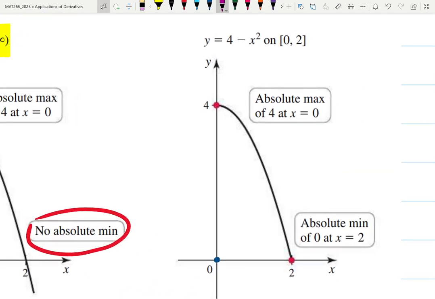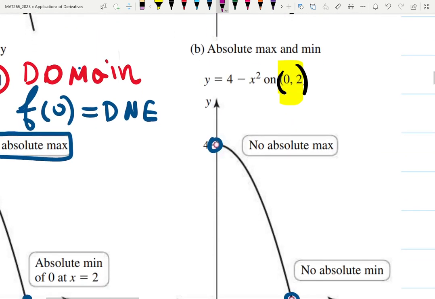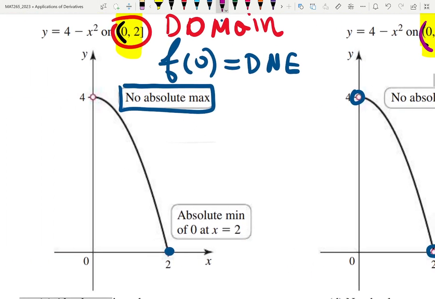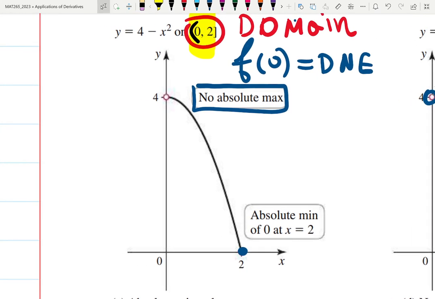It has both if we're restricting at them, you see, and including them. That means both are fine. It has none if we have open parentheses, which means holes. And it has some if we have one open parenthesis, but the other one is a closed bracket, and so on.